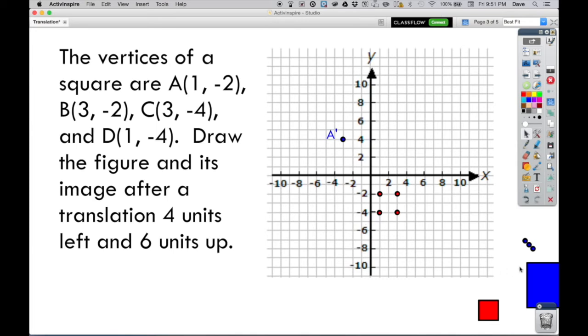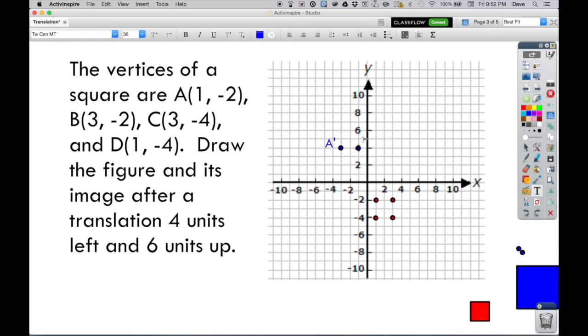All right, let's do the rest of them. So now we do B. B was 3, negative 2, which is right here. So again, we're going to apply the translation. Translate 4 units left, 1, 2, 3, 4, and 6 units up. 1, 2, 3, 4, 5, 6. Okay, and this would be denoted as B prime.